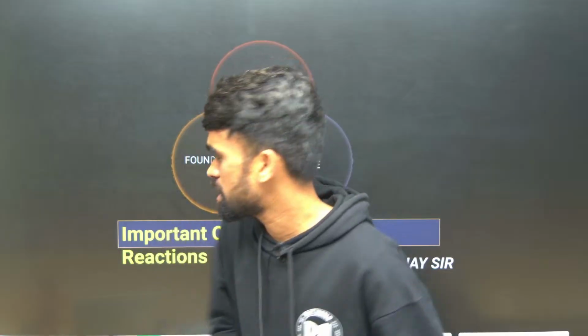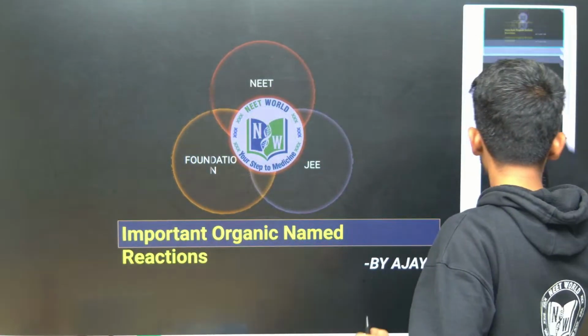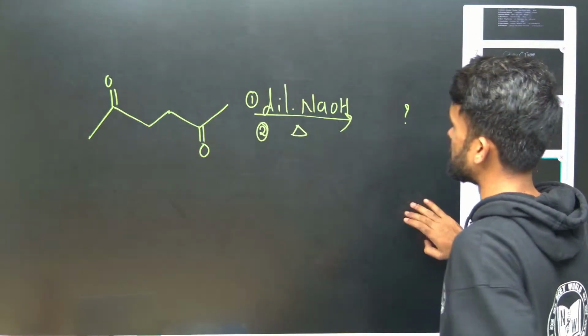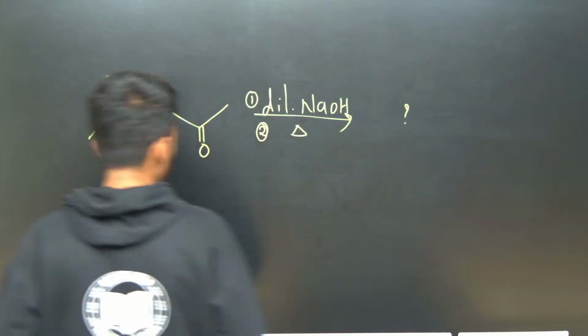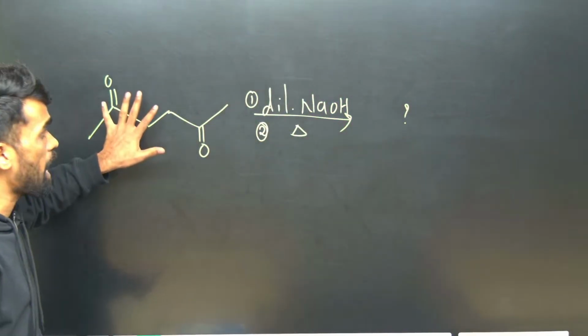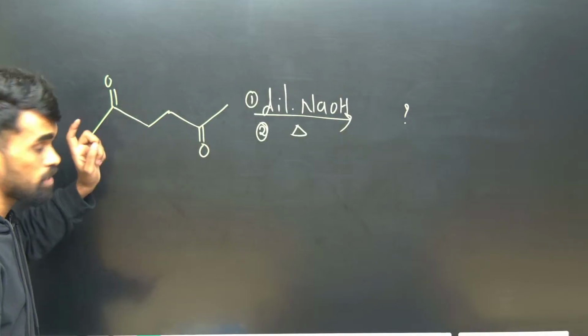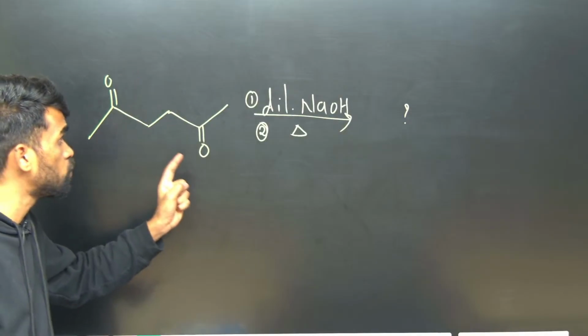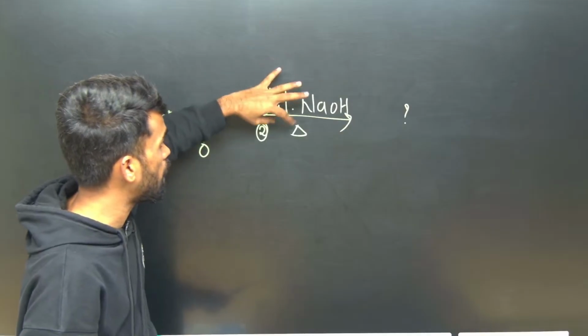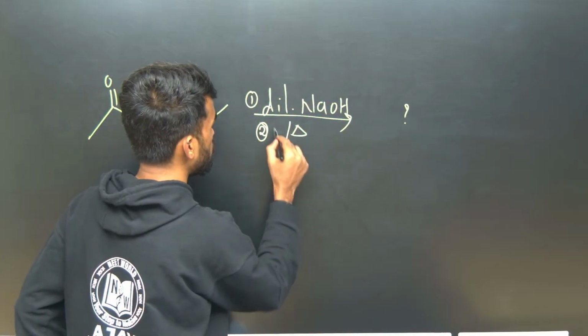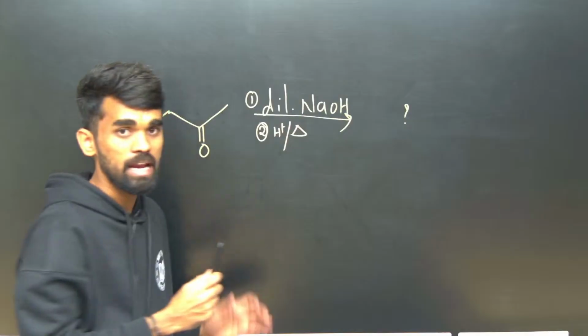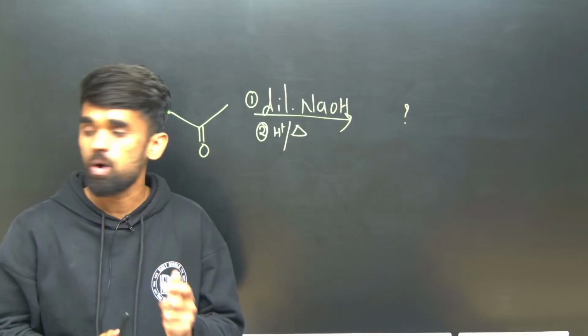Okay, let's start the session with the first question here. So tell me, what is the product formed in this reaction? We have a substrate having two carbonyl groups treated with dilute base and followed by heating in acidic medium. So what is the product formed? Like this they will ask the question. So how can we approach this?